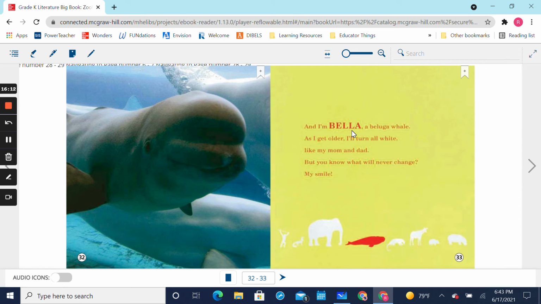And I'm Bella, a beluga whale. As I get older, I'll turn all white, like my mom and dad. But you know what will never change? My smile.